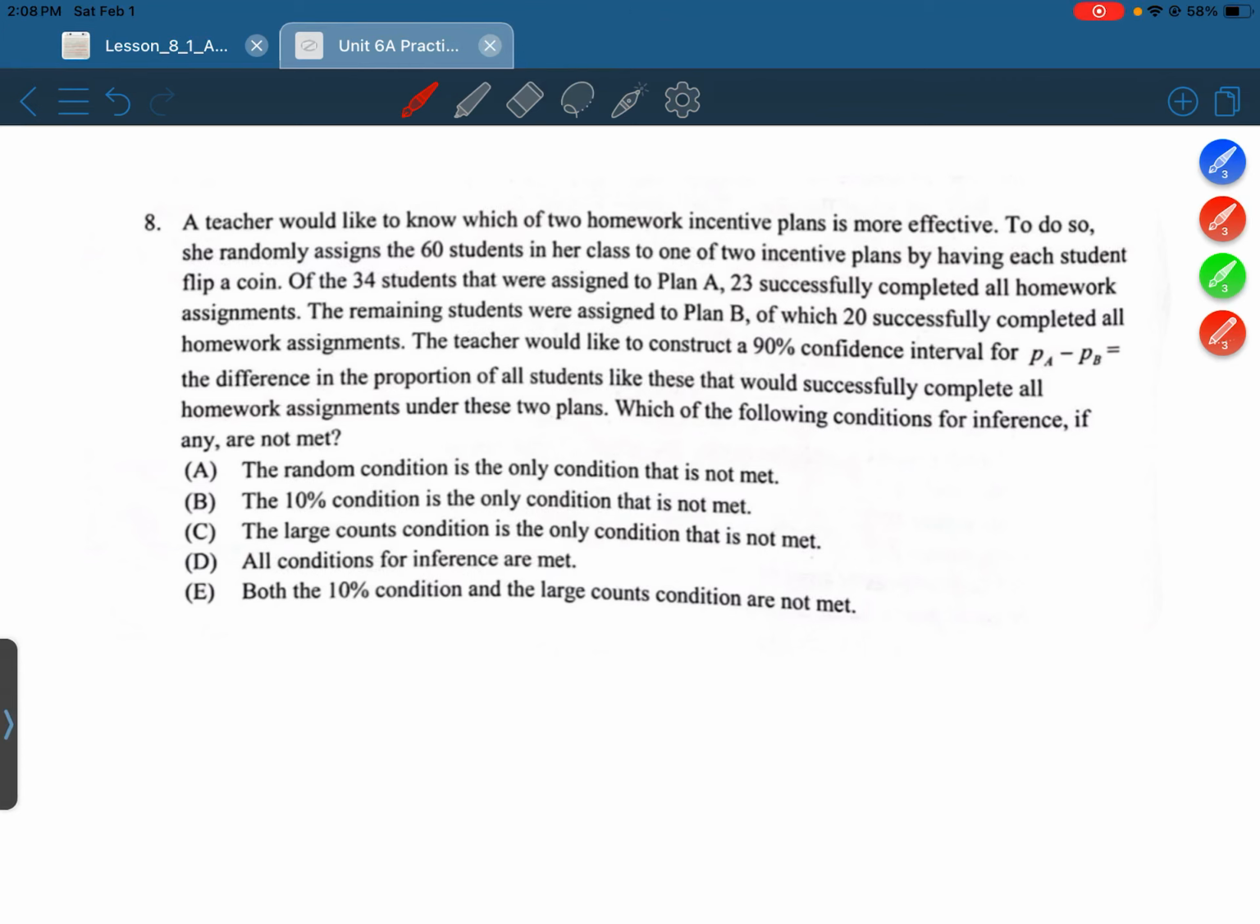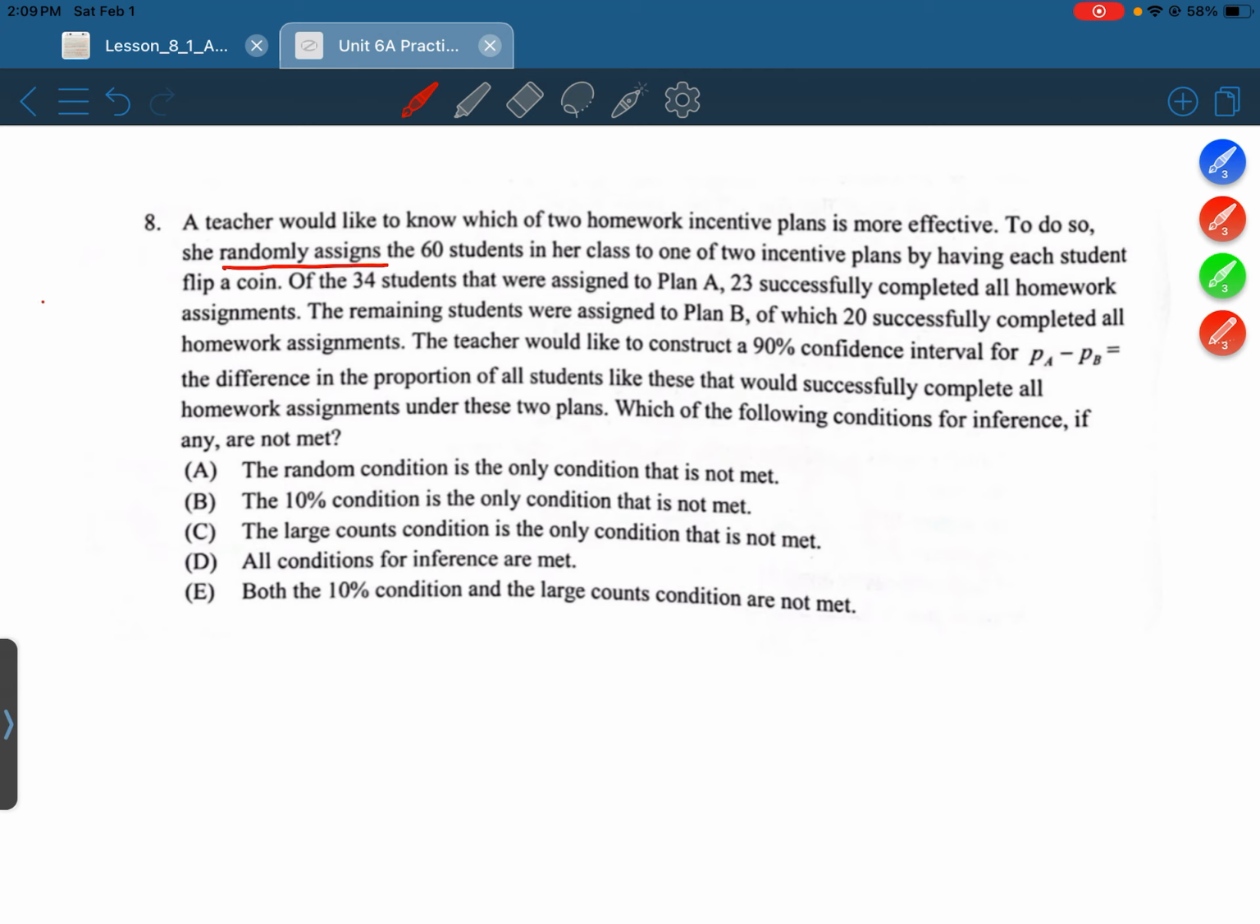Question 8. A teacher would like to know which of two homework incentive plans is more effective. To do so, she randomly assigns the 60 students in her class to one of two incentive plans by having each student flip a coin. Of the 34 students that were assigned to Plan A, 23 successfully completed all homework assignments. The remaining students were assigned to Plan B, of which 20 successfully completed all the homework assignments.